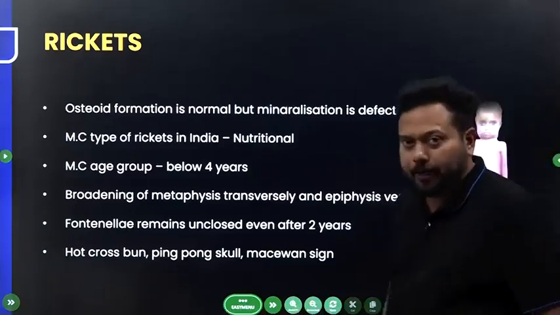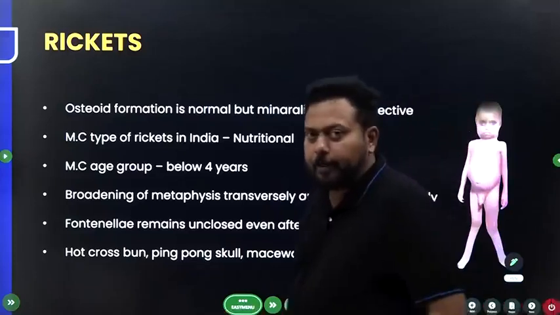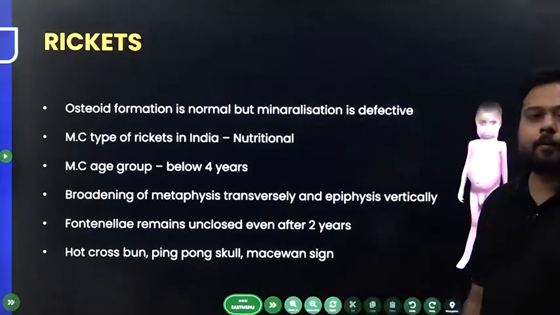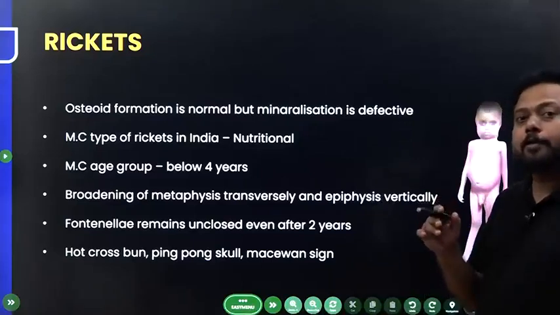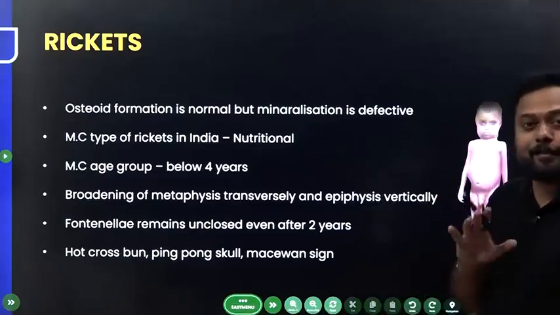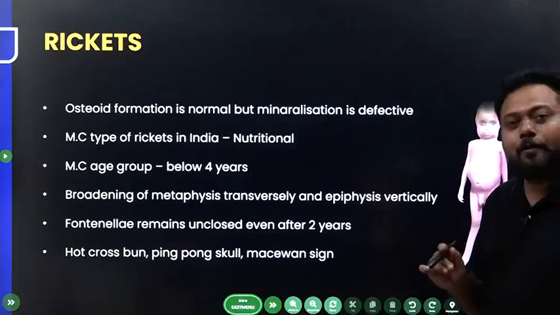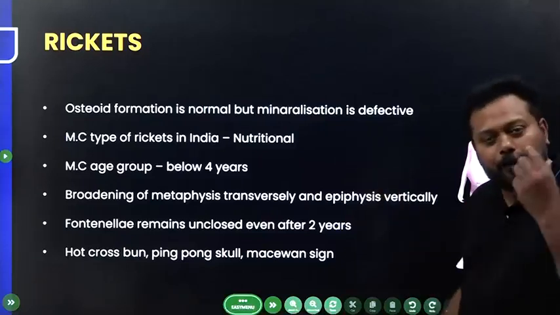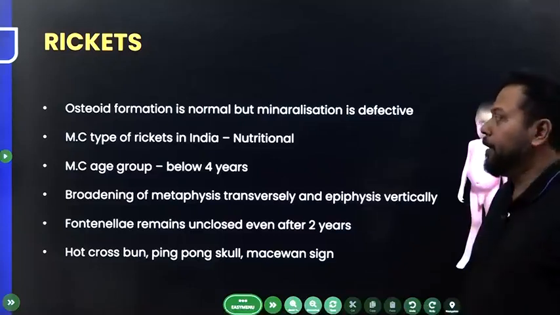Nutritional rickets is hypocalcemic rickets. Renal rickets is called hypophosphatemic rickets. Most common type of rickets throughout the world is hypophosphatemic rickets, Harrison says this. Most common type of rickets in our country still is nutritional rickets. So carefully read the question and answer. Most common age is around 4 years.